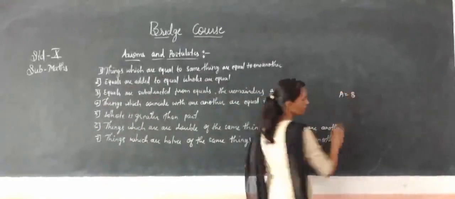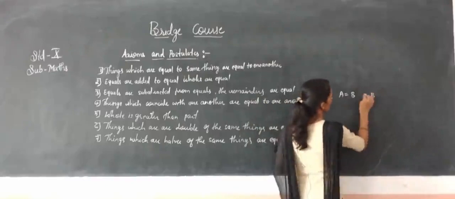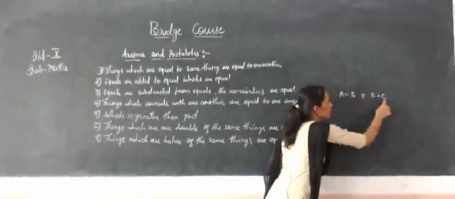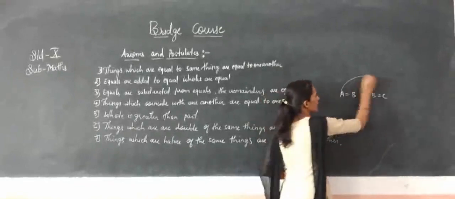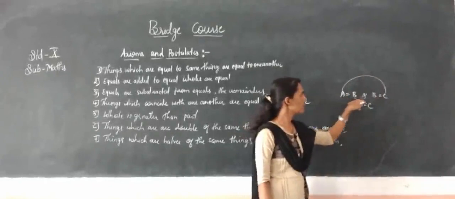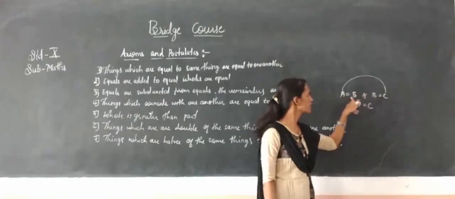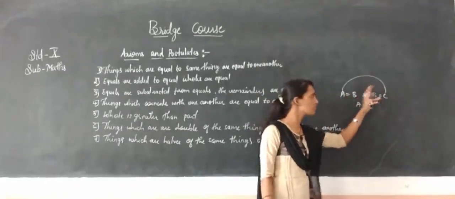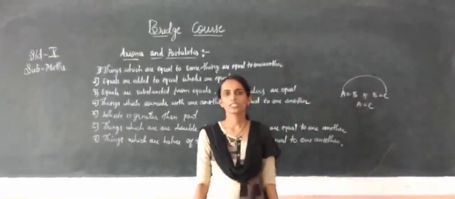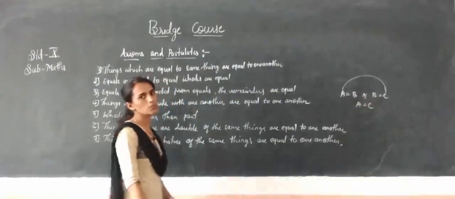A is equal to B and B is equal to C. Here A is equal to B and B is equal to C, so we can write that A is equal to C. A is equal to B and C is also equal to B, so automatically we can write that A is equal to C. So things which are equal to the same thing are equal to one another.